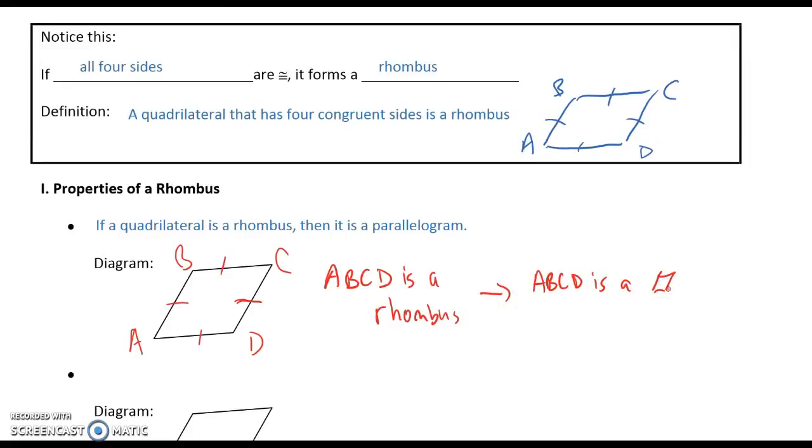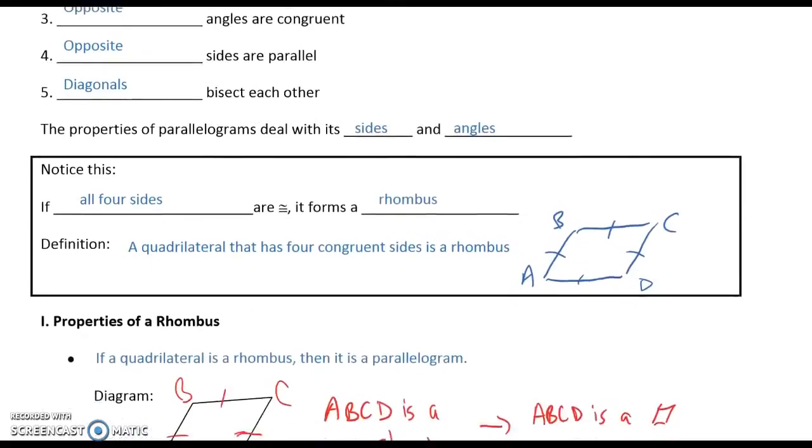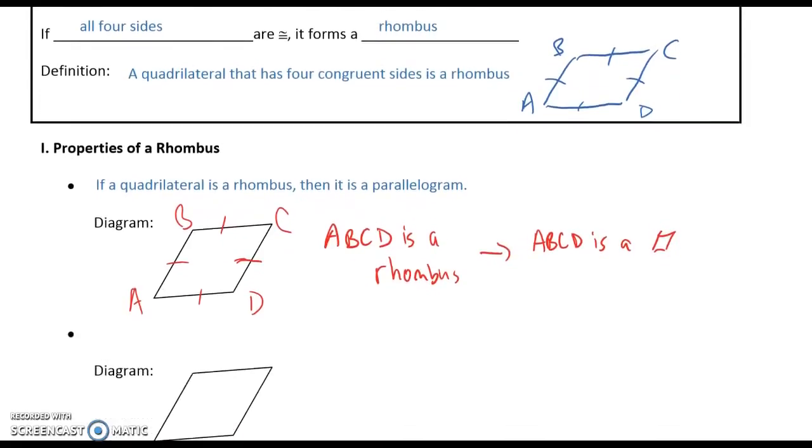And that means those five properties we just talked about up here, they're all true for rhombuses too. So we could say BC is congruent to AD. Well, actually, we already knew that, but we could say angle B is congruent to angle D, right? Opposite angles are congruent. Your diagonals would bisect each other, all that lovely stuff.